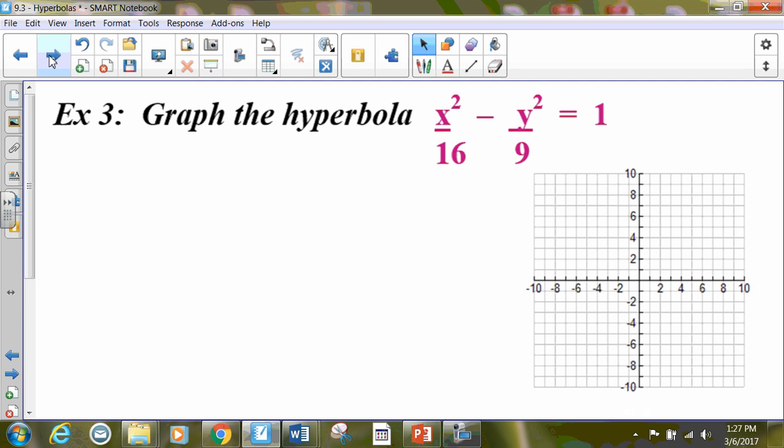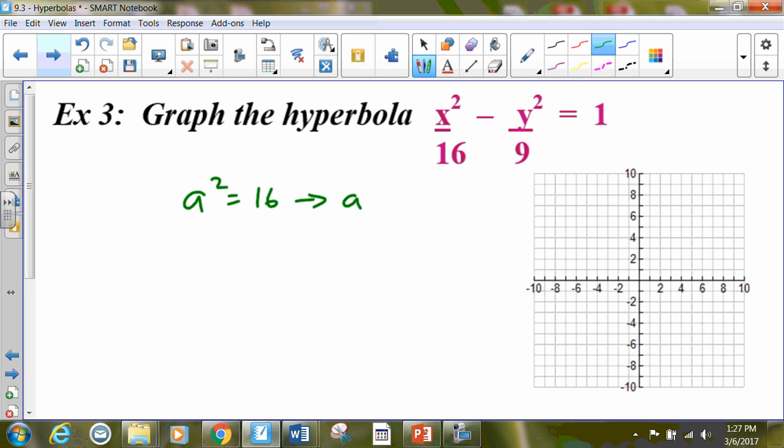Okay. Finally, we get to graph. All right, what does the 16 tell me? Good. So if A squared is 16, then A is 4. And A always represents the distance from the center to the vertex, or both vertices. So I see that x squared. That tells me my center is here because I don't have an h or k. So I go 4 to the right, 4 to the left. So far, so good.